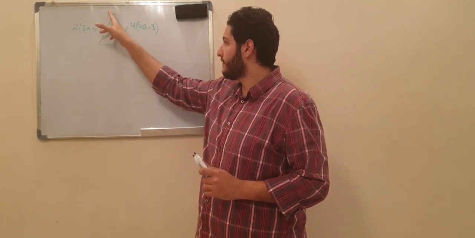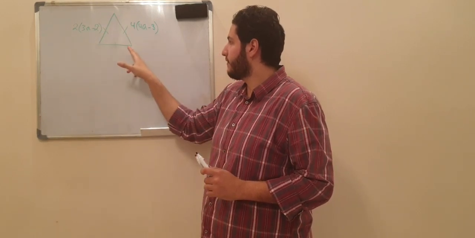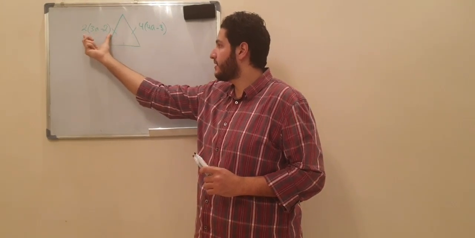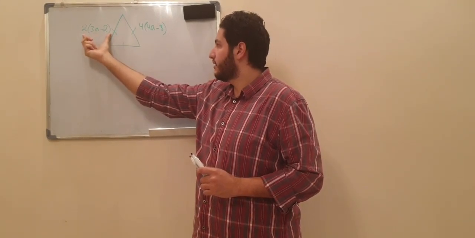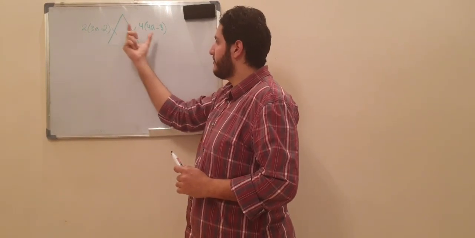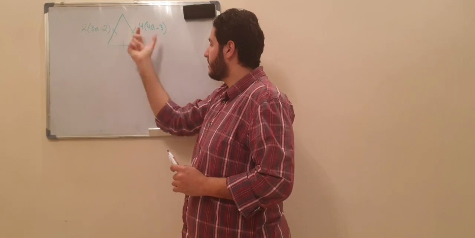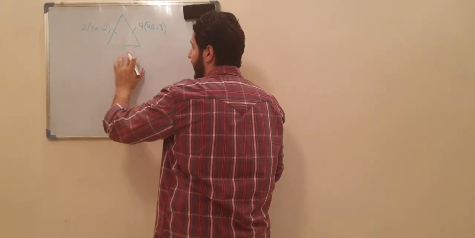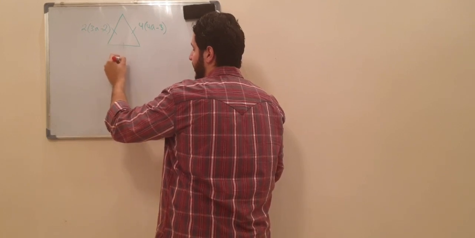This means the length of this side equals the length of this side. So if the length of this side is given as this expression, and the length of this side is given as this expression, that means that this expression equals this expression. And then what you need to do is put it as an equation.